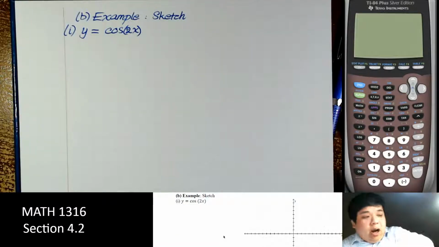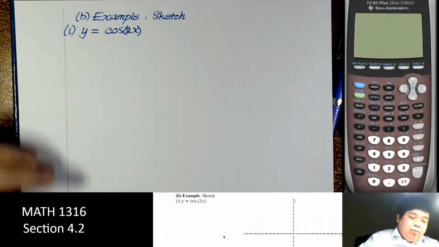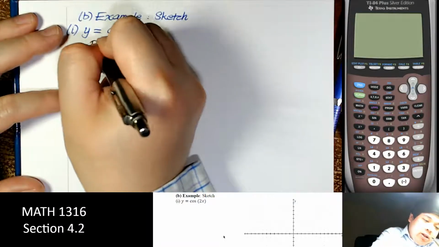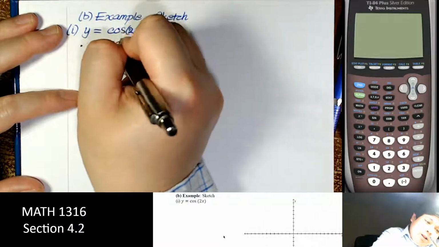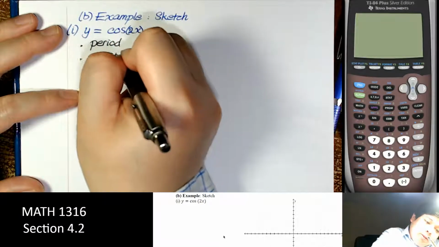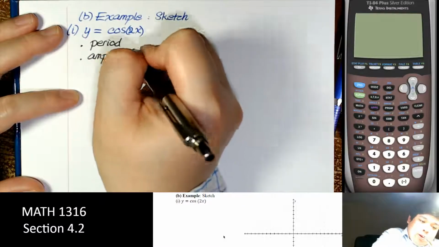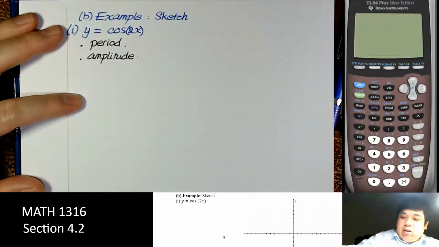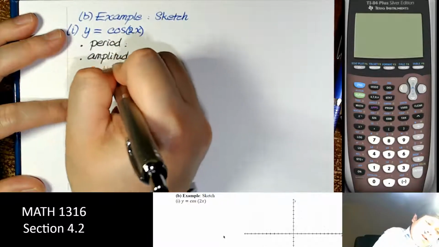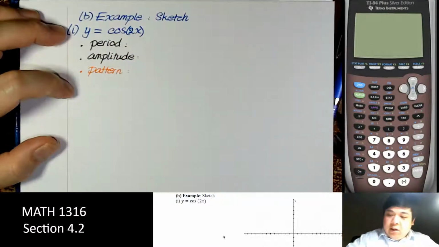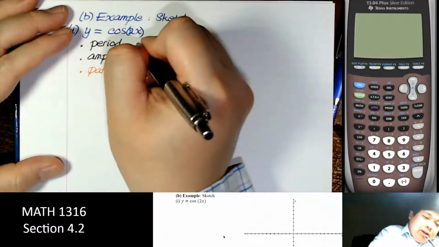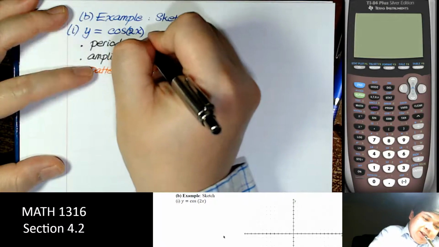Try to sketch y equal to cosine of 2x. So to graph sine cosine, we only need to determine period, amplitude, and then the parent. The period normally it's going to be 2 pi.